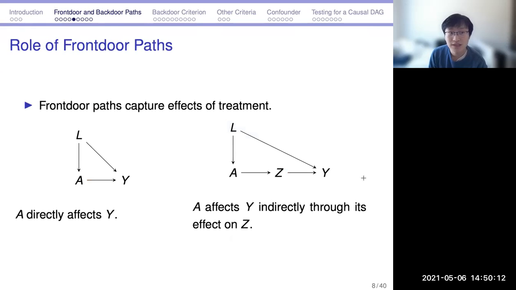Okay, so what's the role of front door paths in causal DAGs? What information does it convey? In a nutshell, front door paths capture effects of the treatment, the causal effects that we actually care about. So, for example, in here, this front door path tells us that A directly affects Y. We haven't talked about magnitudes of these arrows or quantitatively measured them yet, but you can intuitively think the more influential this arrow is, the larger effect we have.